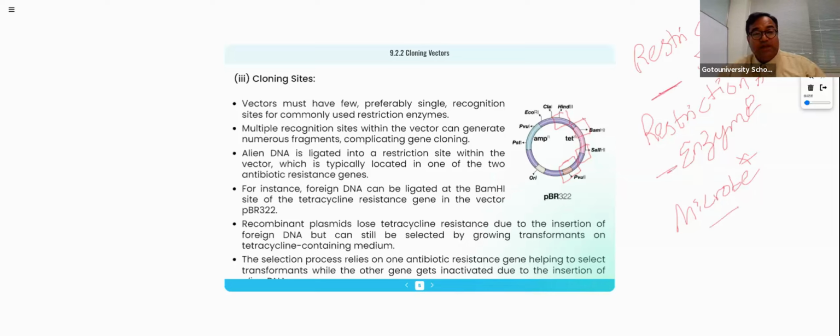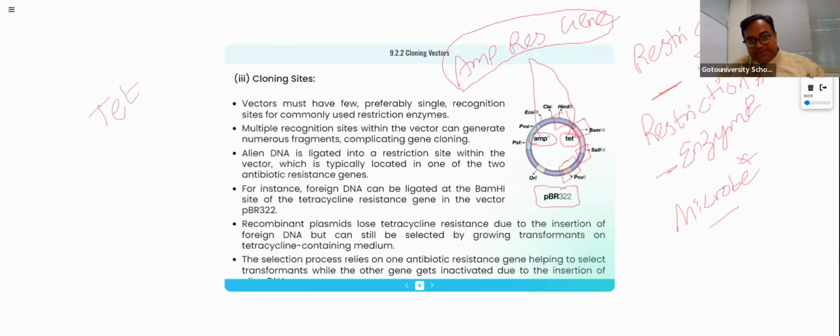Now, this pBR322 is a plasmid of the bacteria designed by Bolivar and Rodriguez. Ampicillin and tetracycline resistant genes are present in it. The ampicillin resistant gene is a gene, and likewise the tetracycline resistant gene is a gene. Like this, many genes are there.